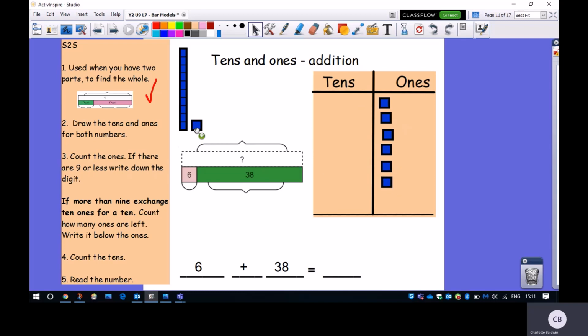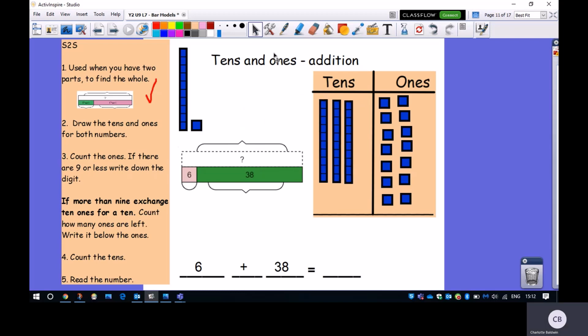And the second number is 38. 1, 2, 3, 4, 5, 6, 7, 8. And this time, how many tens do I have in 38? I've got 3 tens. 1, 2, 3. Done. What's the next step?